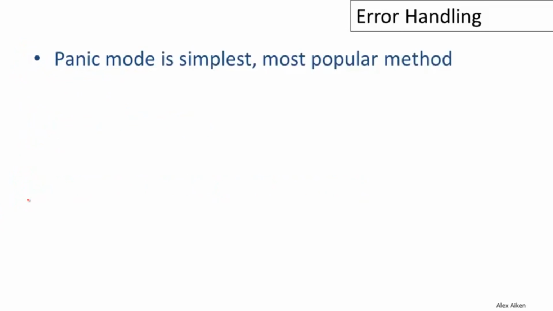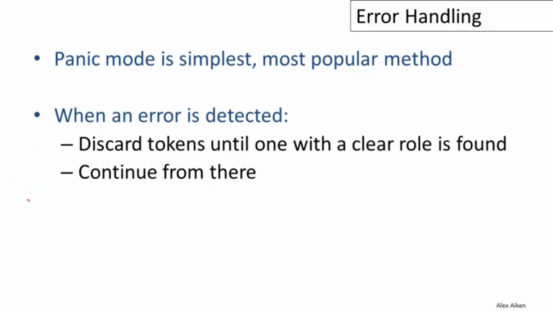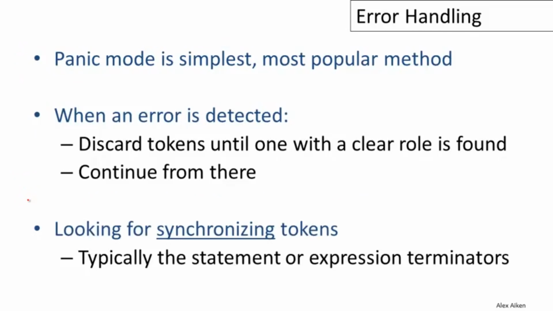Panic mode is the simplest and most popular method of error recovery that's widely used. The basic idea is that when an error is detected, the parser is going to begin discarding tokens until one that has a clear role in the language is found. And then it's going to try to restart itself and continue from that point on. The tokens it's looking for are called the synchronizing tokens. These are just tokens that have a well-known role in the language, so that we can reliably identify where we are. A typical strategy might be to try to skip to the end of a statement or to the end of a function if an error is found in the statement or function, and then begin parsing either the next statement or the next function.